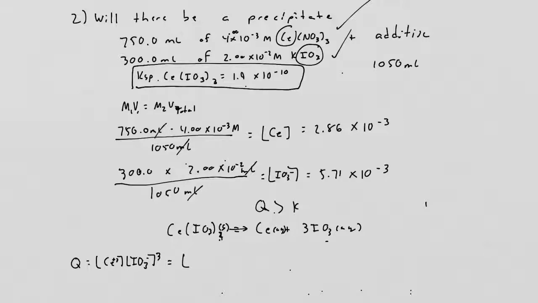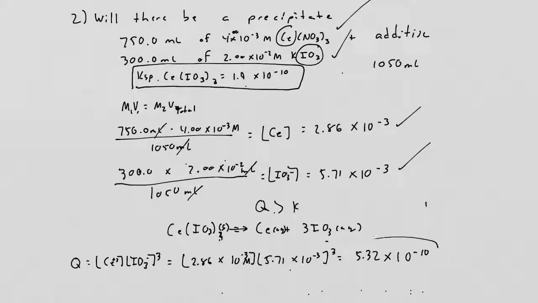So we're going to use these values over here, which I'm checking off right now. We're going to use the 2.86 times 10 to the minus 3 to the first power times, and we can put the big M molar in there if we want. That's important. And then we put the 5.71 times 10 to the minus 3 to the third power in the second bracket. That's the iodate concentration. And when we do this, we get a value of 5.32 times 10 to the minus 10. Now this value, 5.32 times 10 to the minus 10, is not much bigger, but it is bigger than 1.9 times 10 to the minus 10. And this means we will, in fact, have a precipitate.